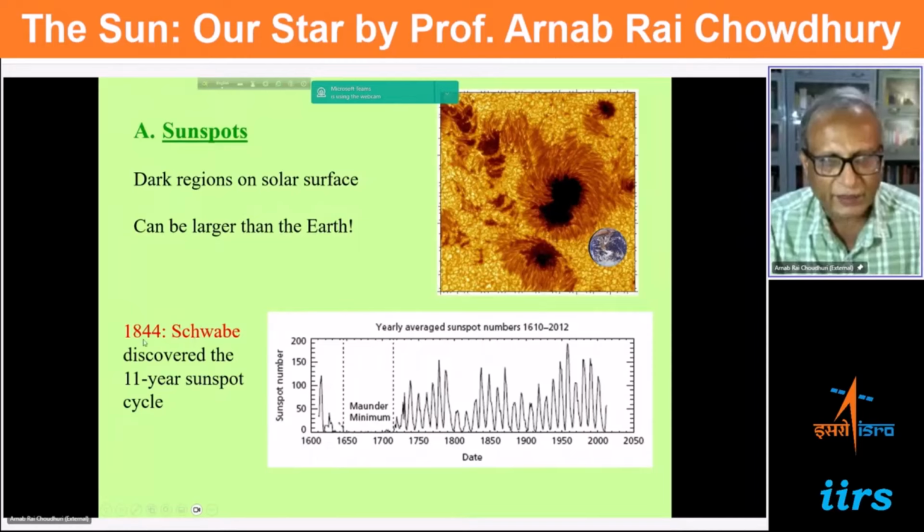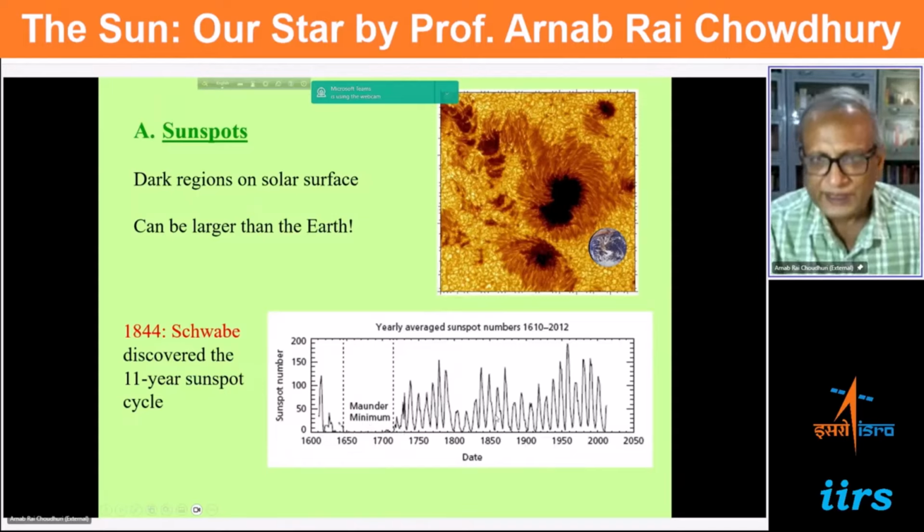In 1844, Schwabe discovered that sunspots have an 11-year cycle. Here I show a plot of sunspot number against time for the last 400 years or so. You can clearly see this 11-year periodicity, but you also see that this is not a very regular cycle. It has lots of irregularities.